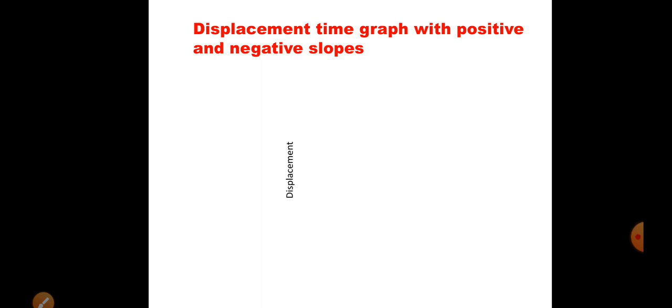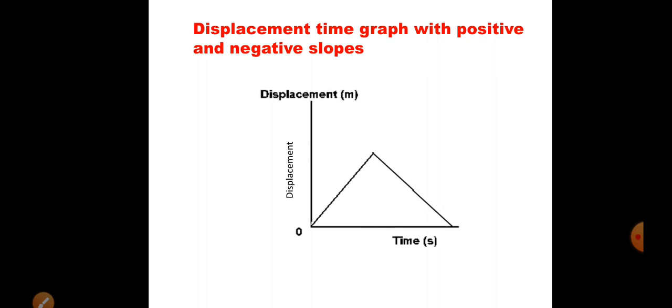Now what actually are these positive and negative slopes? You will get a positive slope for a graph when it is passing from origin in upward direction, and you will get a negative slope when the graph is retarding or when the body is retarding uniformly.